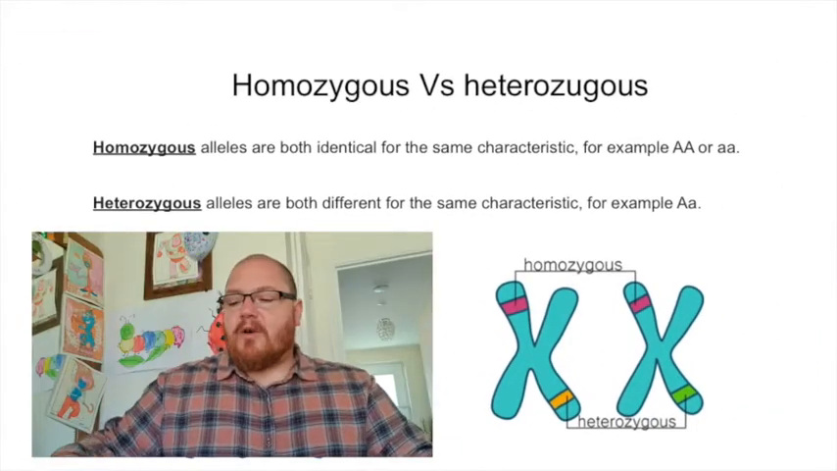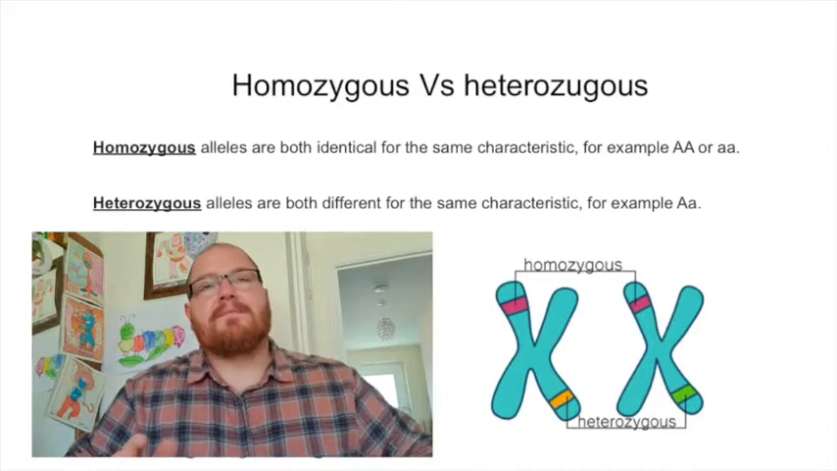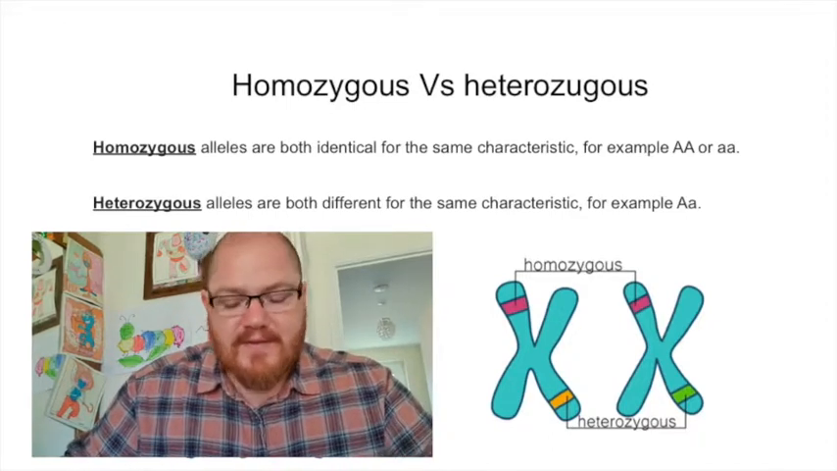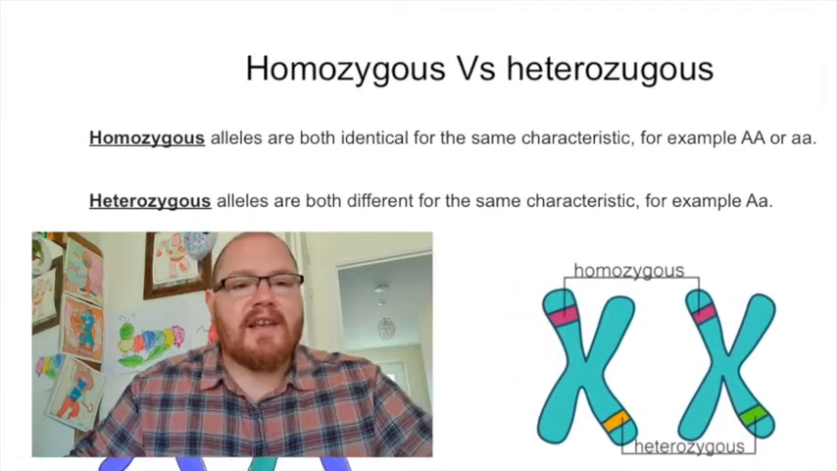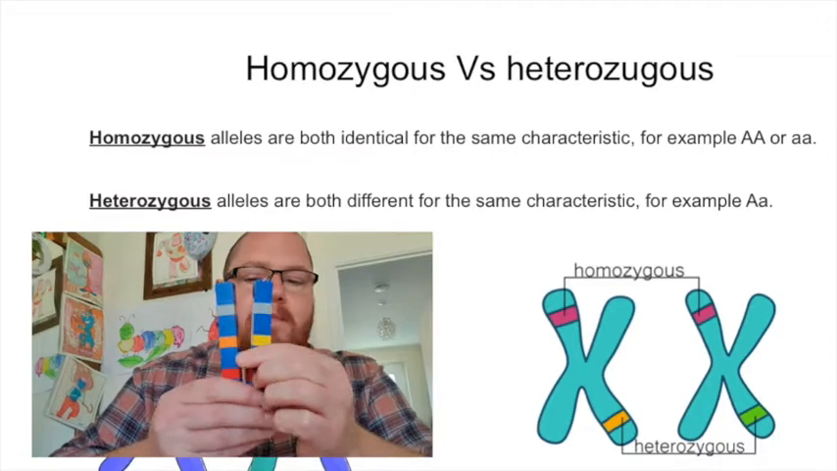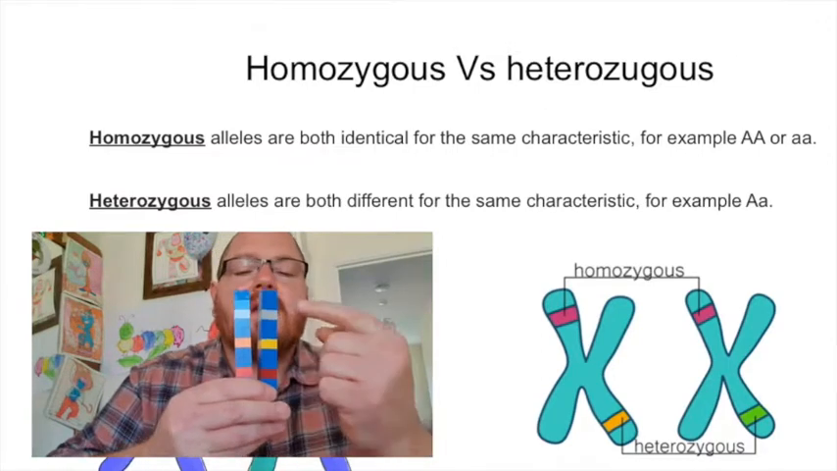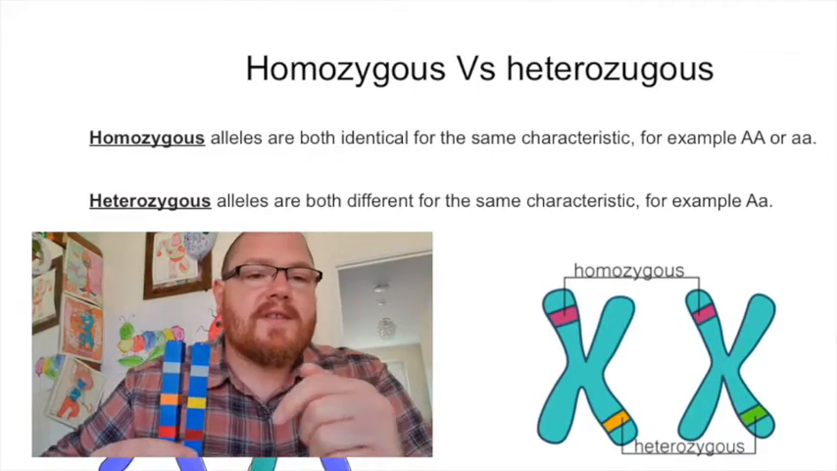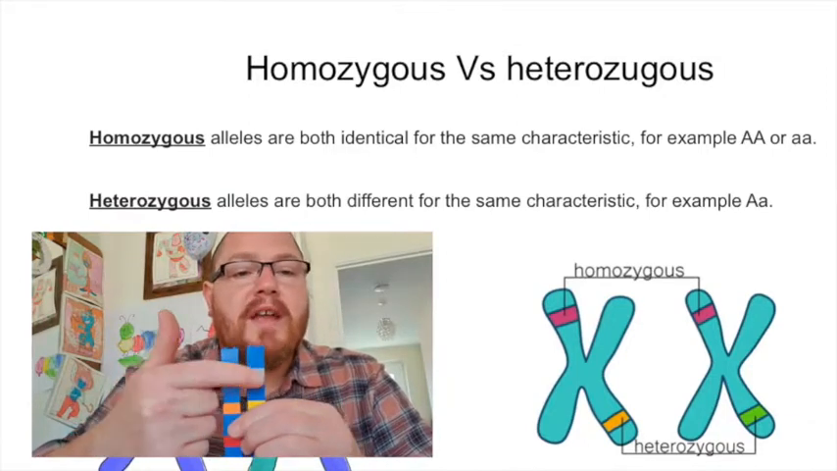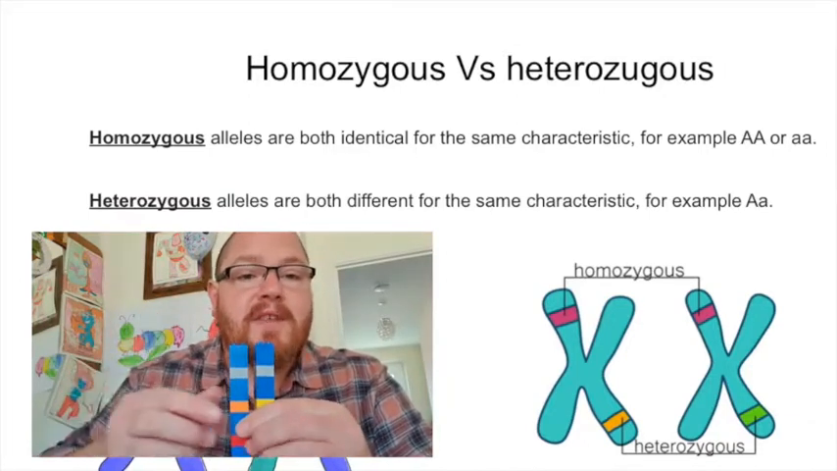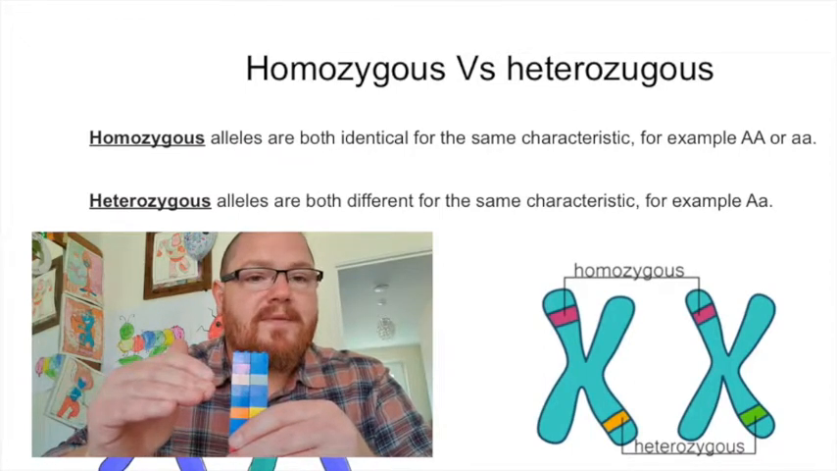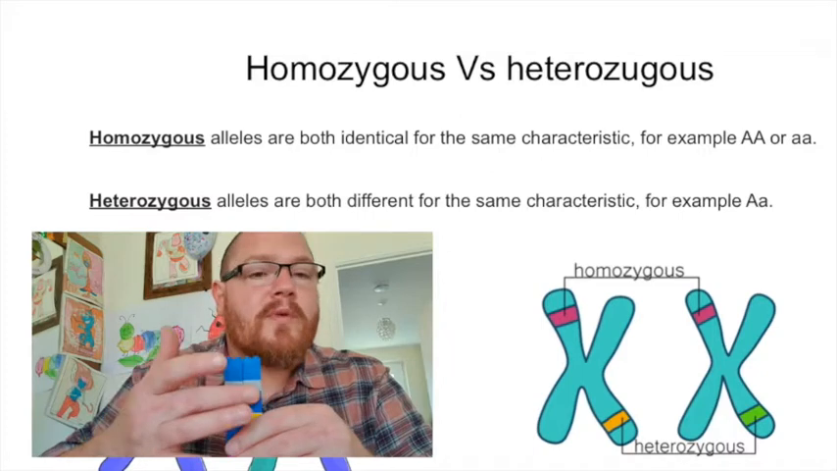Last one, I promise now: homozygous, heterozygous. The term homo means the same. The term hetero means different. So homozygous alleles are the same. So if we look at my chromosomes here, oops, broke my Lego there. These two grey ones are homozygous. They're the same gene. They're alleles, but they're the same. They're the same colour. So whether they're dominant or recessive, they are homozygous.